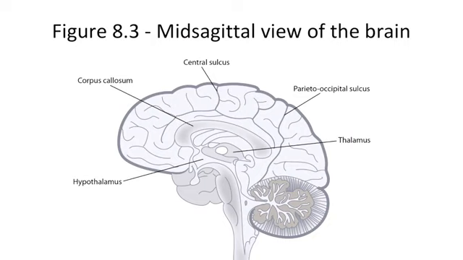Again, this is anterior, and this is posterior. In this image, we can clearly see the thalamus right here, and we can also see the hypothalamus. Let's talk about the thalamus first.